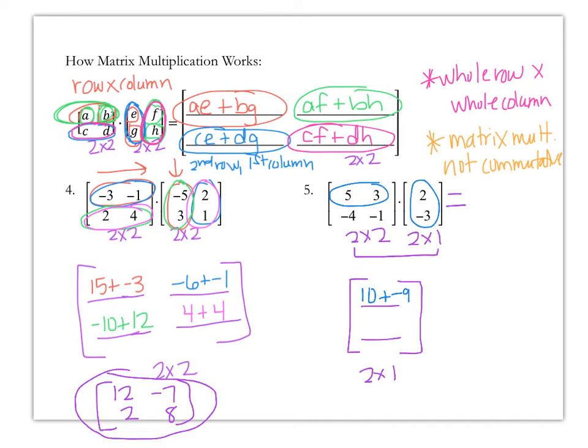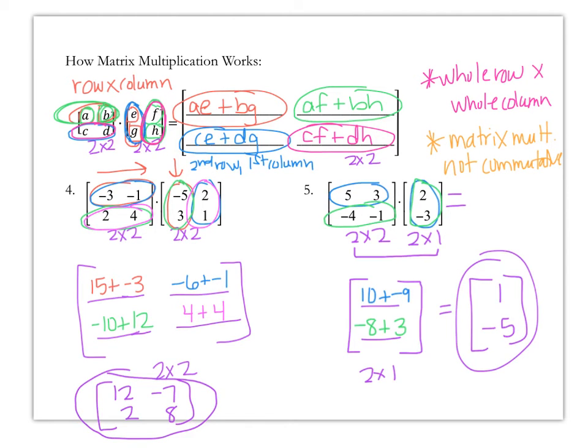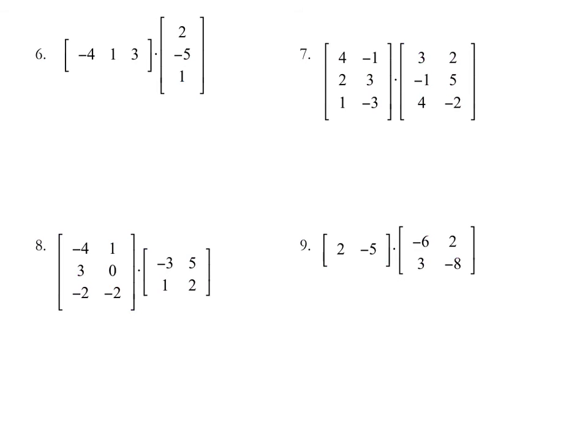-9. And then to get the next one, it's the bottom row, the second row, times the first column. -8 plus -1 times -3 is +3. And we just simplify, we get 1 and -5. And that's your answer. All right, let's try a couple more.